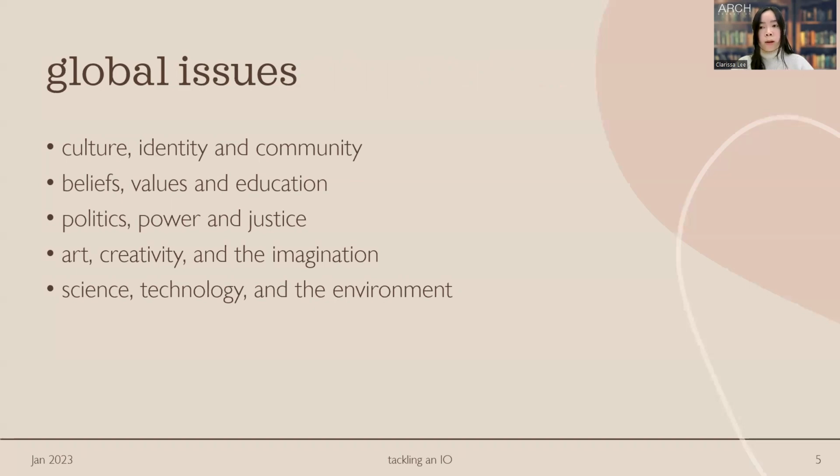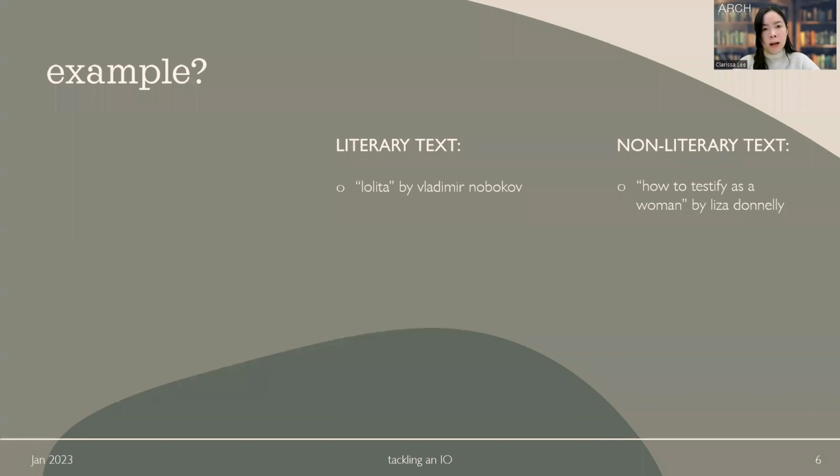So you're welcome to choose any one of these 5, but normally people would gravitate towards culture, identity, and community, or politics, power, and justice. This is just a trend that we've noticed. But again, if you want to be talking about art and creativity or science and technology, that's completely fine. The example that I will be going through in a little bit will be focused on culture, identity, and community, and politics, power, and justice. So have a think about which global issue interests you. And we'll be moving on to the example now.